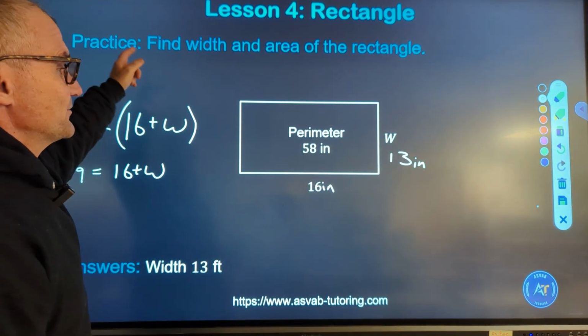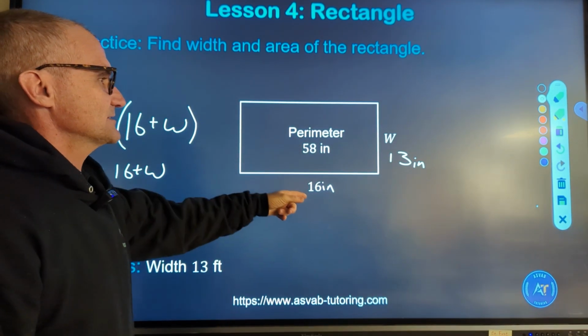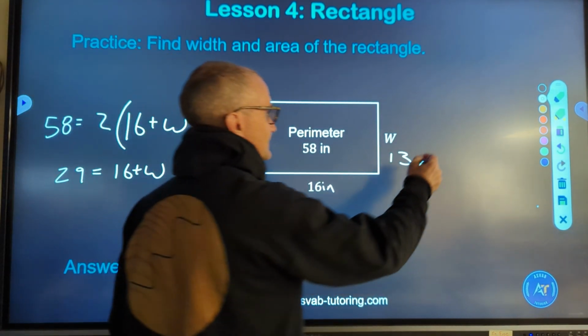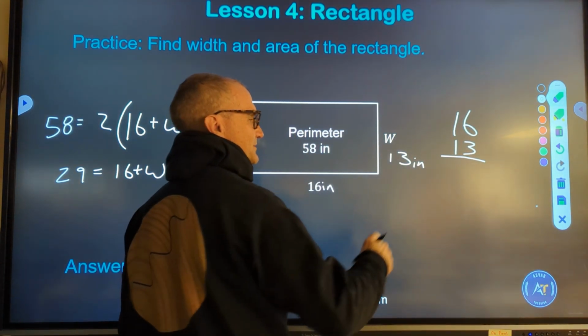But there's a second part to the problem. Find the area of the rectangle. So the area is going to be that 16 times the 13. Might be a little too big to do in my head. I'm going to use long multiplication here.